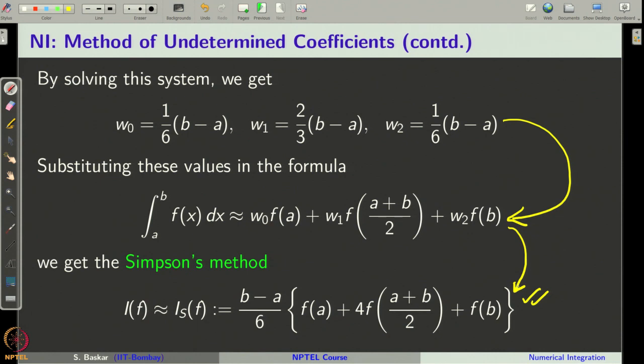In fact, the method of undetermined coefficients will lead to a quadrature rule which is exactly the same as the corresponding quadrature rule derived by integrating the interpolating polynomial of the function f. So, what I am trying to say is these two methods, the method of undetermined coefficients and the method of directly integrating the interpolating polynomials, will finally lead to the same quadrature formula. Only the way we derive these weights is different. In the interpolating polynomial case, we are integrating the Lagrange polynomials and getting these weights, whereas in the method of undetermined coefficients, we are imposing the condition that the quadrature rule is exact for polynomials of degree less than or equal to n, whatever the n that we choose.